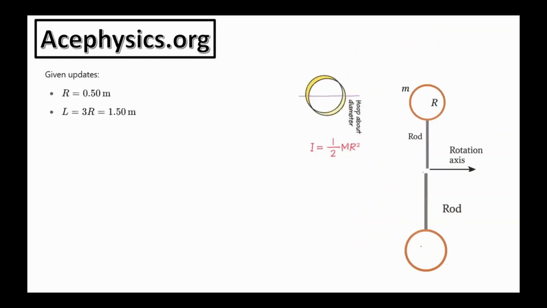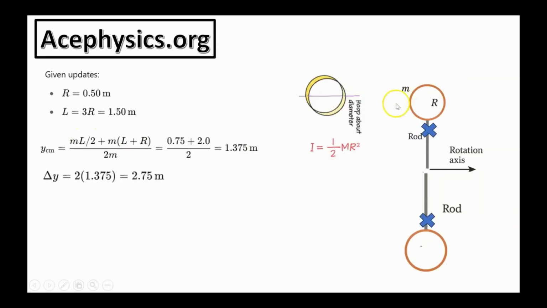To solve this problem, we're going to use conservation of energy. We have to begin by calculating the center of mass of the object so we can find the change in potential energy. Calculate the center of mass of this object about the rotation axis. We take the mass of the rod times the location of the center of mass of the rod at L/2, and we add it to the mass of the hoop times the location of the center of mass of the hoop at a distance of L plus R from the rotation axis. And that gives us a center of mass of the whole object 1.375 meters above the rotation axis. As the object falls from this location to this location, the center of mass moves 2.75 meters down, and the potential energy of the system decreases.